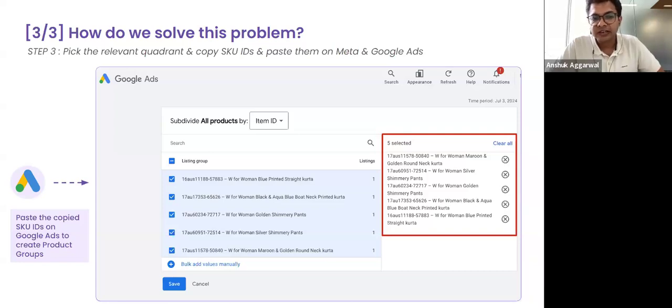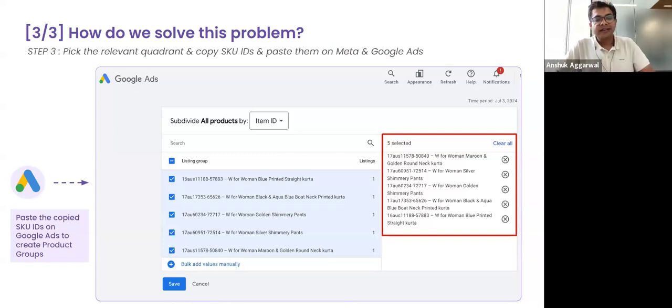So Meta calls it a product set, Google calls it a product group, but at the end of it, it's a set of SKU IDs which can be uploaded on the interface, and you can create a group of these products. Like what you see on the screen, we have selected 5 products, right? Now, what can be done is we can create a separate ad on top of these 5 products. 5 is too small. We usually recommend something around 100 plus products.